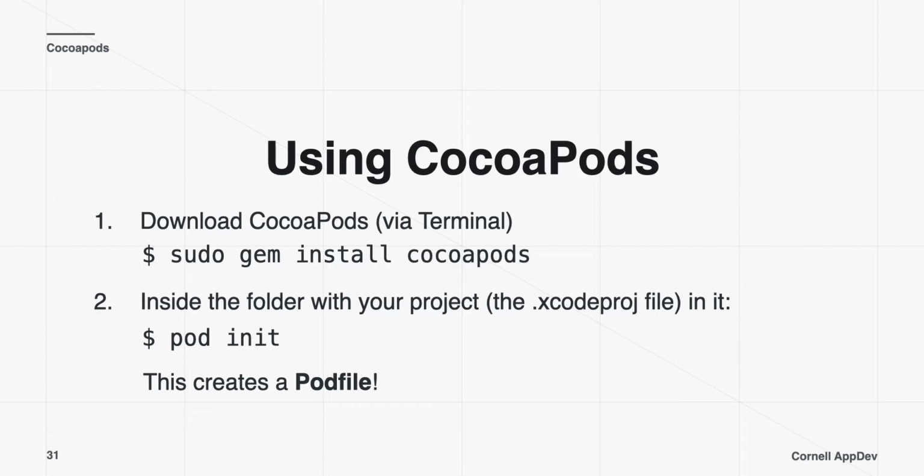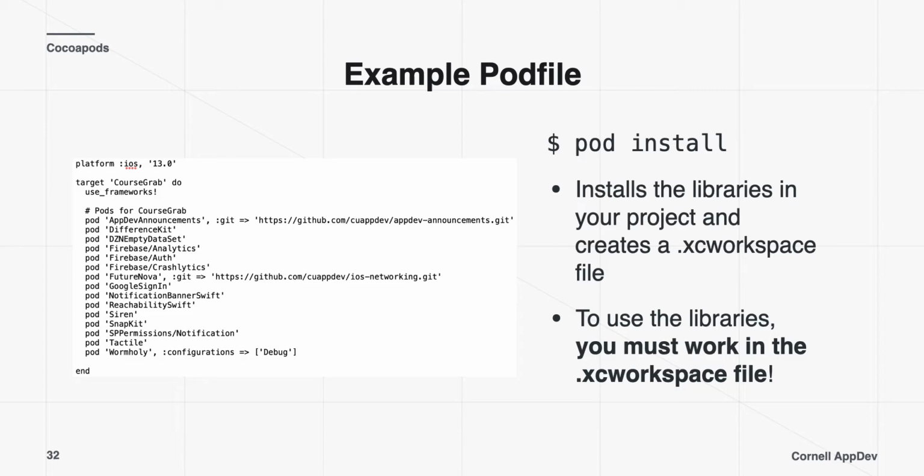And then the way you use CocoaPods in your own project is, on your terminal, you'll have to navigate into the folder where your project is held, and then you have to do pod init. And pod init will create a file called Podfile. And then this image is an example of how the Podfile looks like for CourseGrab. So these are all the libraries that we use. For example, Google Sign-In is one of the pods that we use.